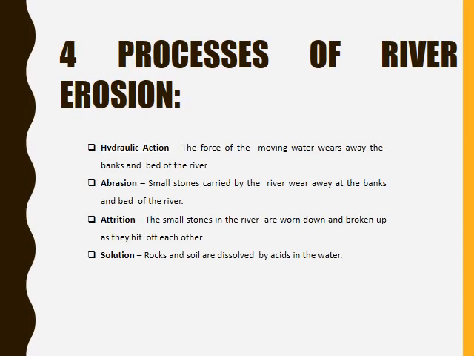Four processes of river erosion: hydraulic action. The force of the moving water wears away the bank and bed of the river. Abrasion. Small stones carried by the river wear away at the banks and bed of the river. Attrition. The small stones in the river are worn down and broken up as they hit off each other. Solution. Rocks and soil are dissolved by acids in the water.